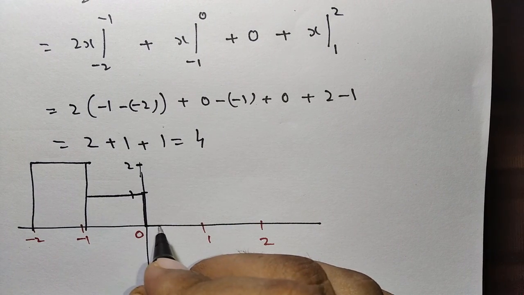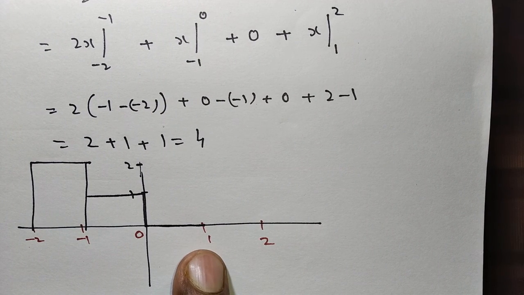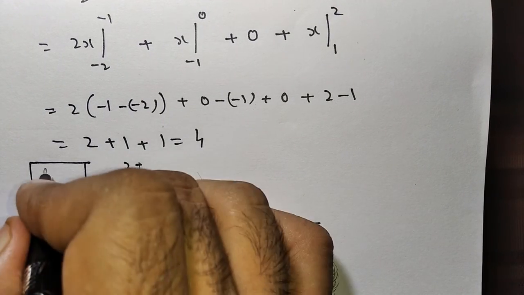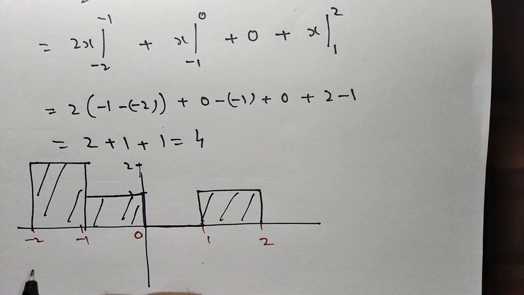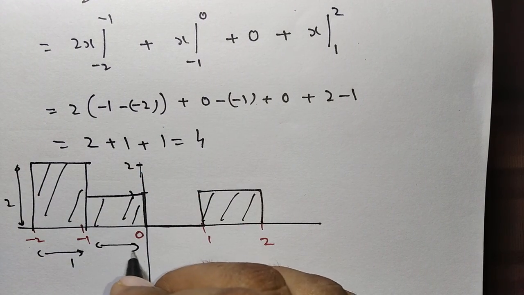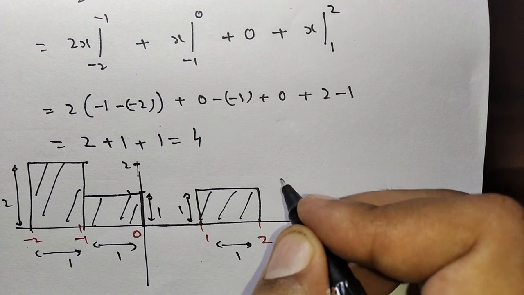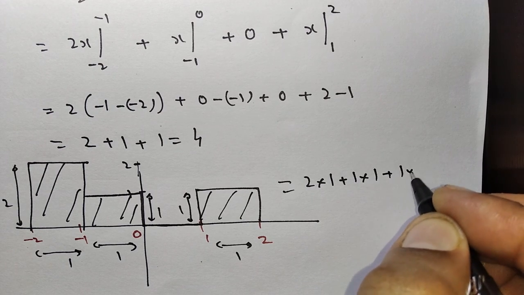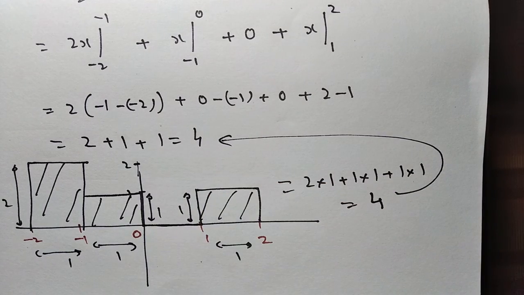Then from 0 to 1 the greatest integer function will give 0. From 1 to 2 the greatest integer function will give value 1, and its mod is also 1. So this is our total area. Now if we calculate this area, this length is 1, this height is 2, this is 1, this height is 1, this is also 1, and this is 1. So our total area will be 2 into 1 plus 1 into 1 plus 1 into 1. So this is equal to 4, which is the same as we calculated.